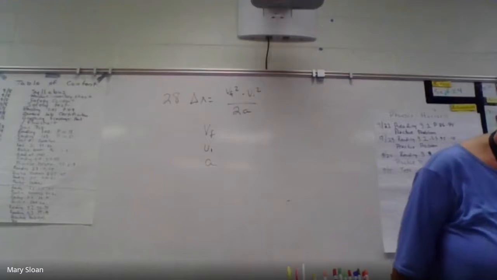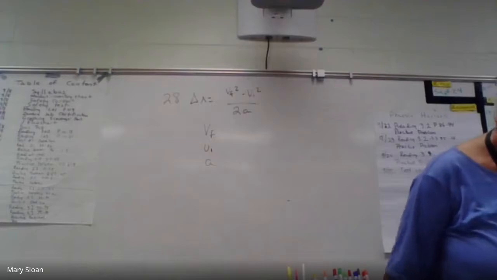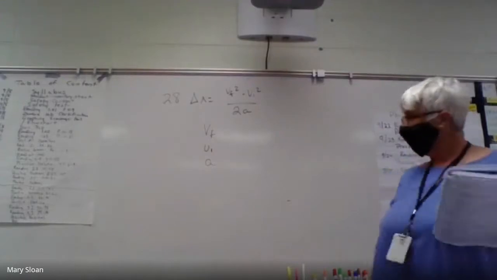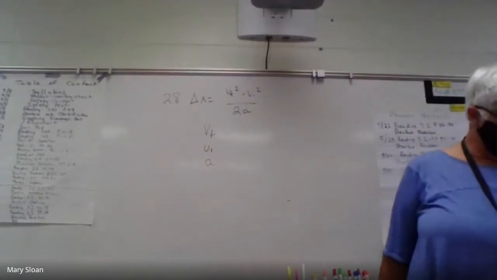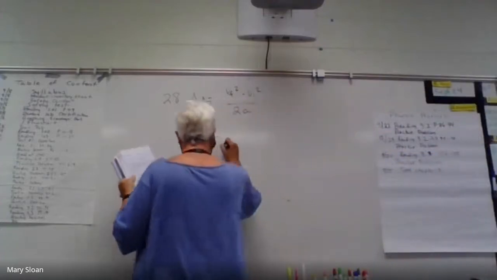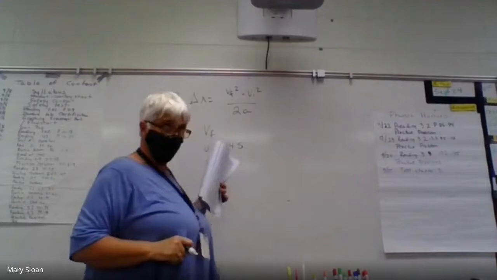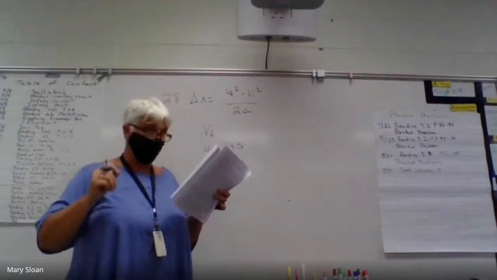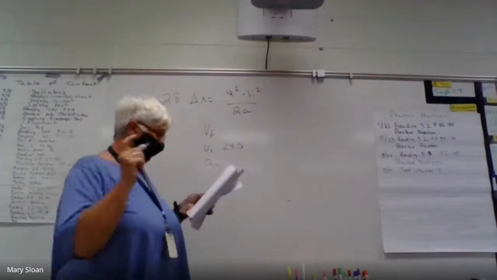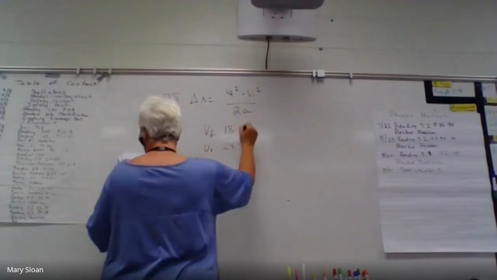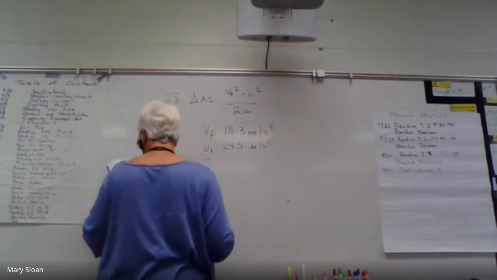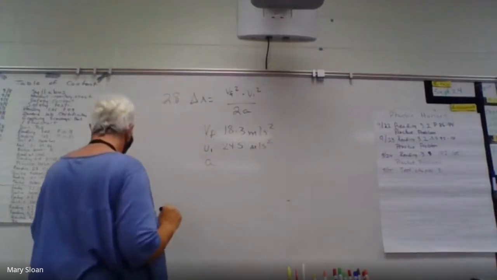Well, we don't have the initial velocity. Oh, excuse me. What question number am I on? I'm on question number 28. You already gave us the initial velocity. What is our initial velocity? 24.5. All right, so you can just tell me what the final velocity is. What is it? Okay. So what is my acceleration? 4.2.